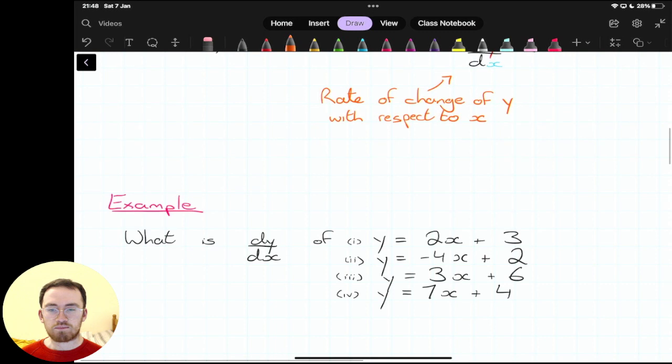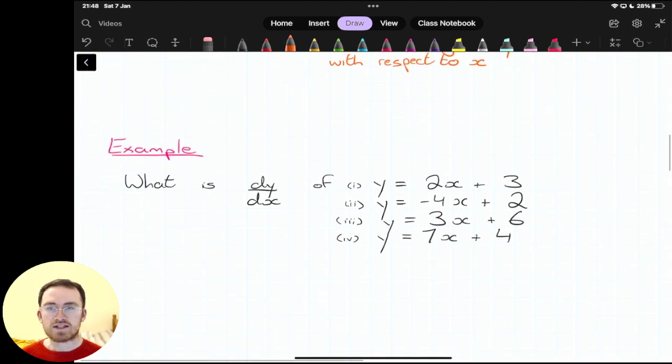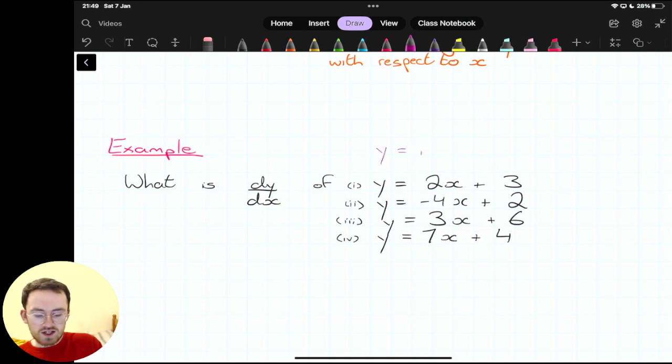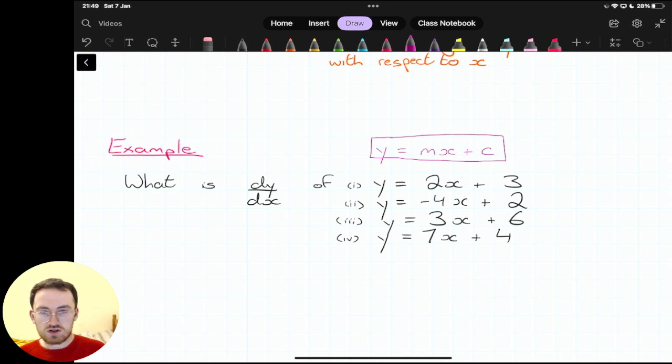So if we look at an example, the example says what is dy dx of, and then we have 4 different equations here with y's and x. So hopefully looking at these equations we should think that they seem somewhat familiar to us. If we cast our mind back to last year when we would have done coordinate geometry of the line, this is the equation of a line. This is usually how we would write a line, and you would have seen this at junior cycle as well.